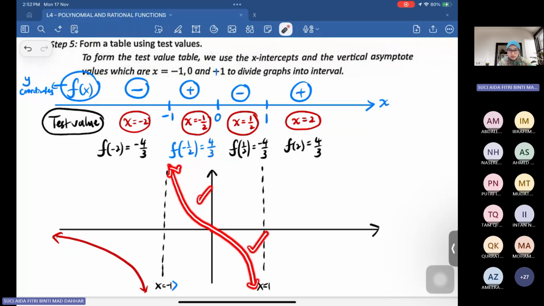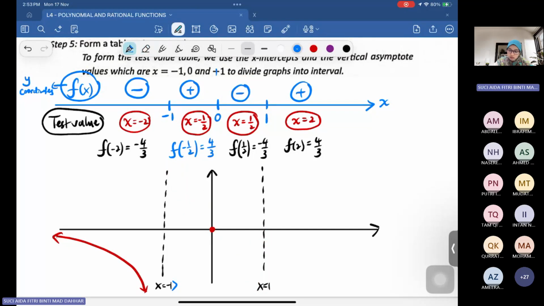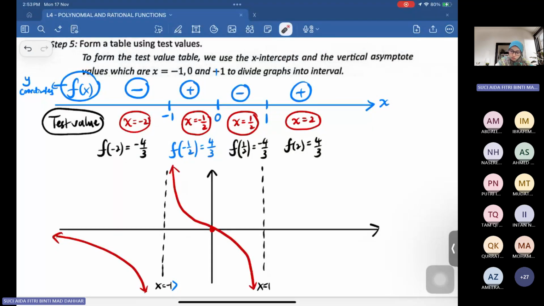This is the correct one. Why? Because between -1 to 0, your graph is supposed to be above the x-axis. And then between 0 to 1, your graph is supposed to be below the x-axis. So it's going downwards. Okay? This is the only shape that is possible so that both ends didn't meet the asymptote. This didn't make x equals to -1, and this still didn't make x equals to +1.